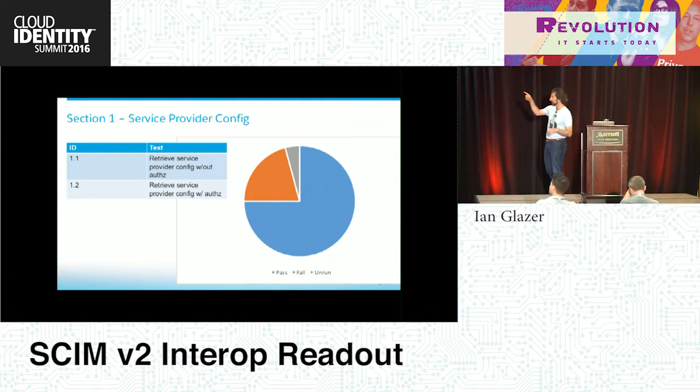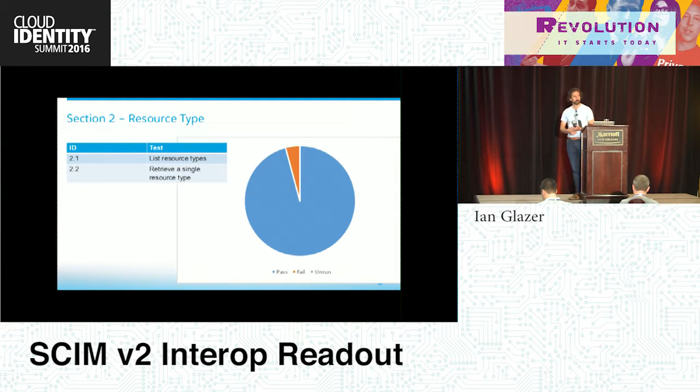That failure is because of the way I actually hosted our interop code. I couldn't do it immediately in an unauthorized URL. So that's essentially fixed. But for the most part, go hit the service provider config, start there.